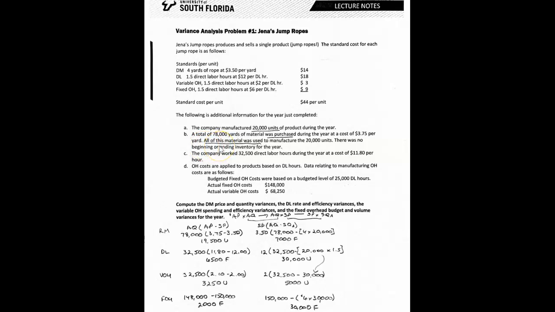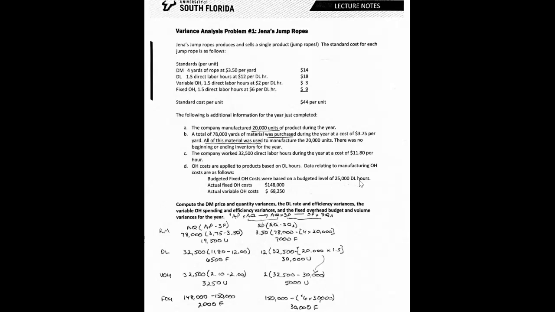And our actual price per yard was $375 per yard. Okay. And then the company worked 32,500 direct labor hours at $11.80 per hour. Okay, so they gave us the labor rate. And then overhead costs are applied based on direct labor hours. So budgeted fixed overhead was based on a budget level of 25,000 direct labor hours. So we planned on $6 per hour.